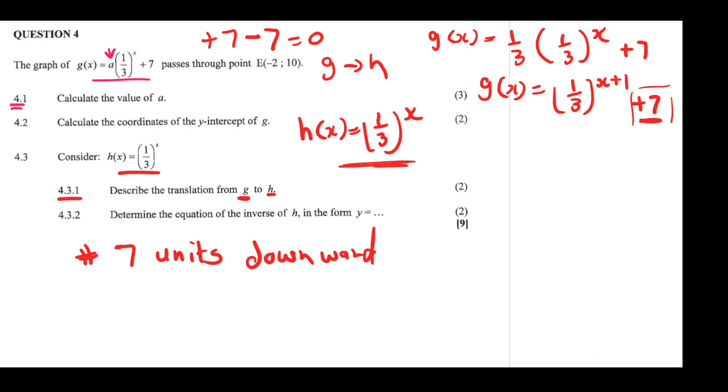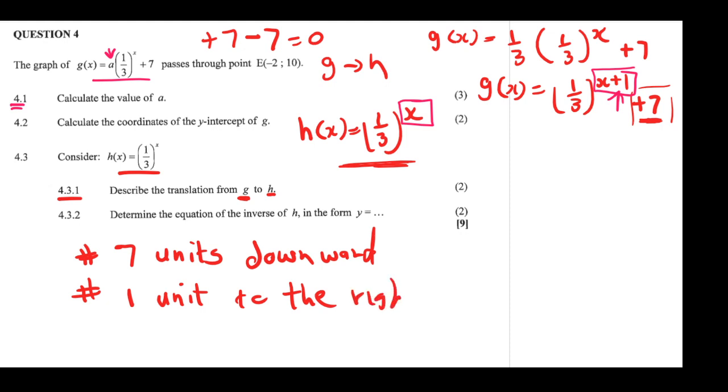That's the first point. The second translation point is that at the top here, it's only x, and here it's x plus 1. To remove this plus 1, you need to subtract 1, you need to put a negative. So you can say the graph moved 1 unit to the right. I hope you understand that. 1 unit to the right.